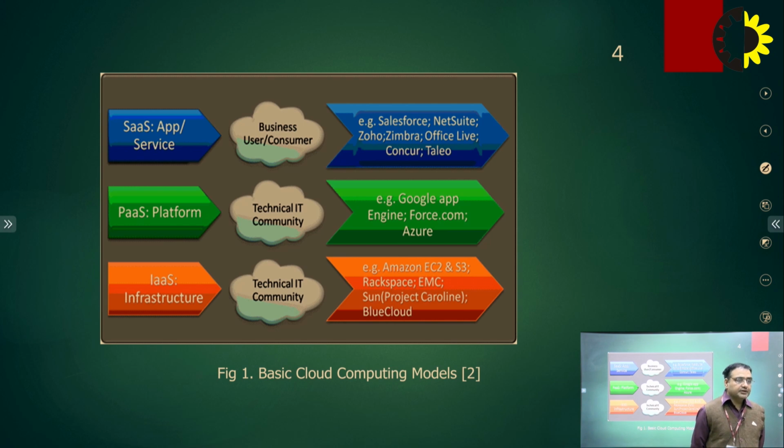Infrastructure as a service is for the technical IT community. Examples are Amazon EC2 and S3, Rackspace, EMC, Sun Project, Coraline, Blue Cloud.